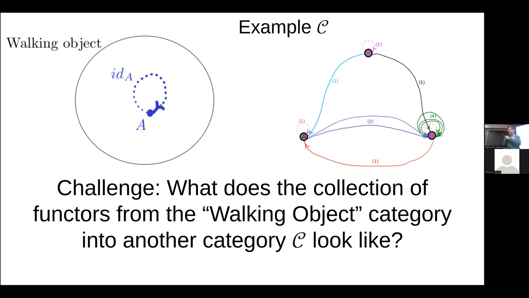Three. The answer is three. What are those three functors? Exactly. Now, when you say mapping A to A and A to B or A to C, I apologize for using those same names.